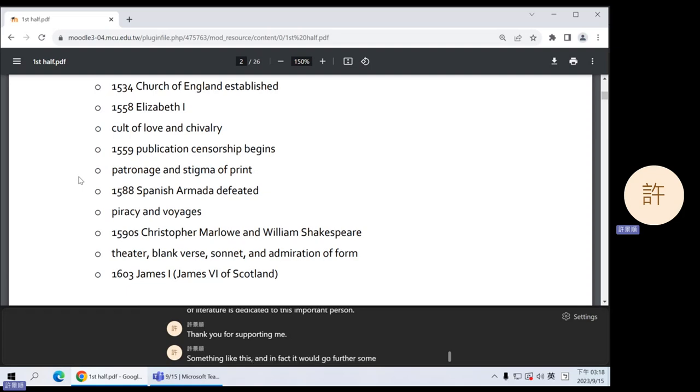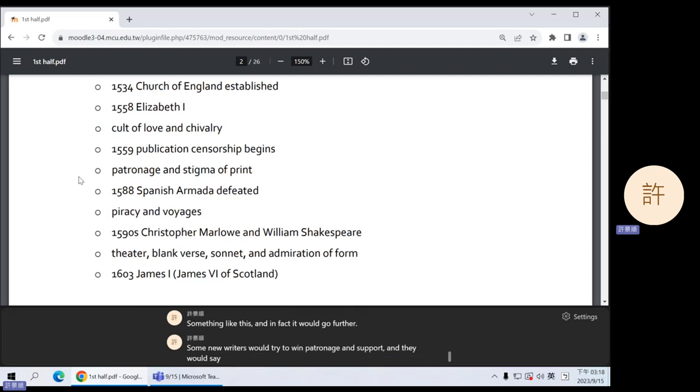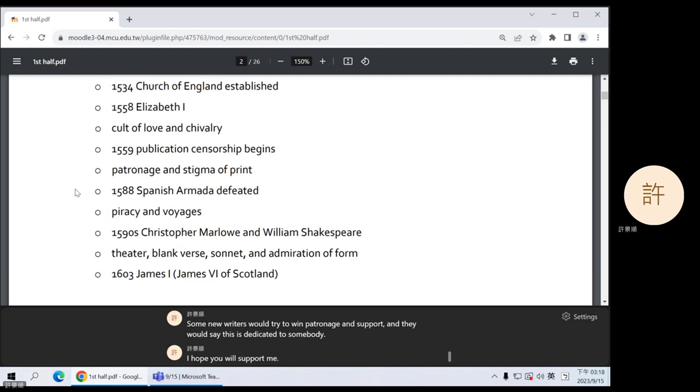Some new writers would try to win patronage and support. And they would say this is dedicated to somebody. I hope you will support me. So that's the kind of literature that was going on at the court in the 16th century.